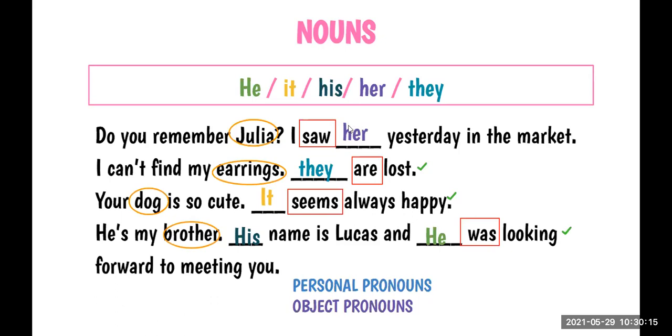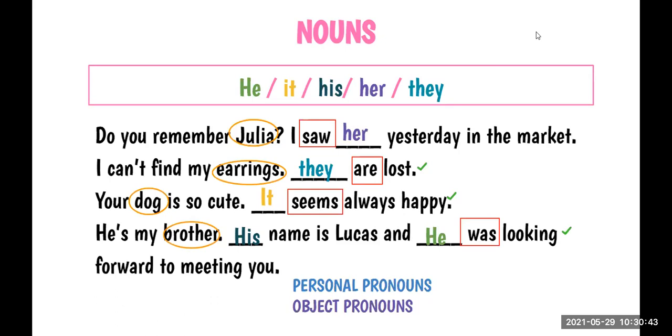What is the difference between the personal pronouns and the object pronoun? What can you see in these four sentences? What is the difference? That personal pronouns is an active voice, and the object pronoun is a passive voice. The personal pronoun is before the verb and the object pronoun is after.